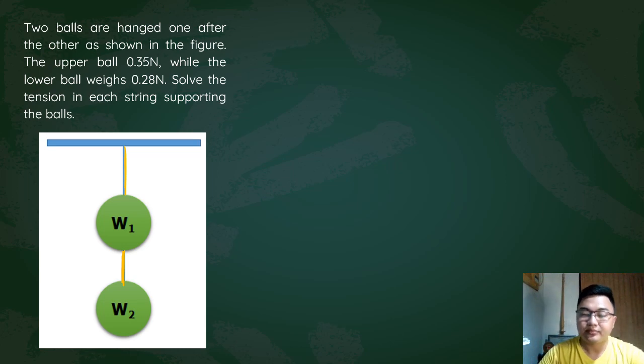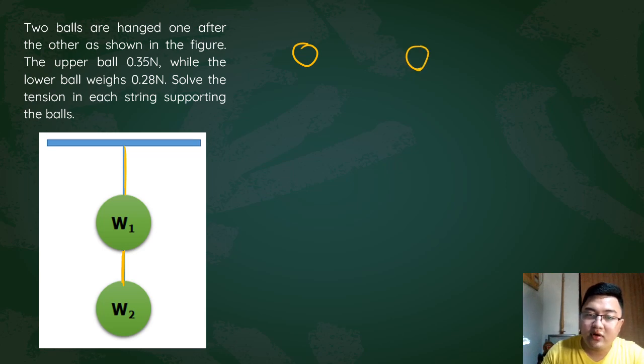The very first thing that we need to do is draw a free body diagram so that we can factor in all of the forces that act on an object. Looking at this diagram and the word problem, we can infer that our objects are in static equilibrium because they are hanging, they are not moving. Since we have two balls, we will draw two free body diagrams, one for weight 1 and one for weight 2. So we have here the first ball and then the second ball.